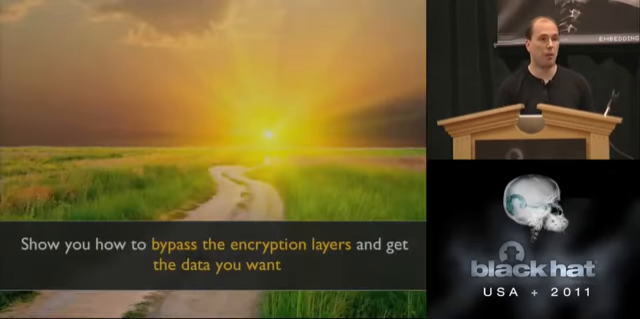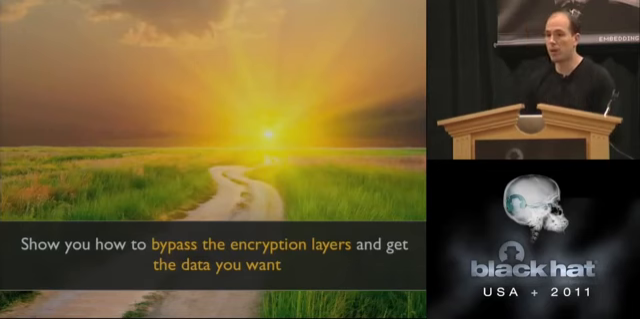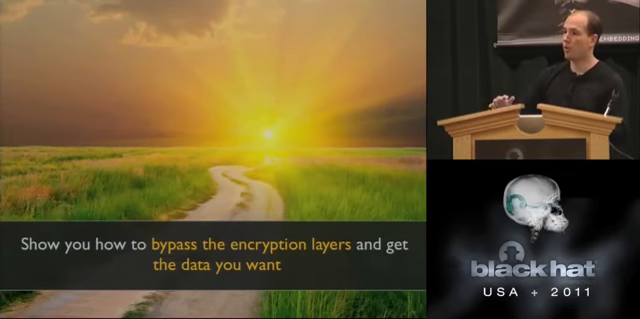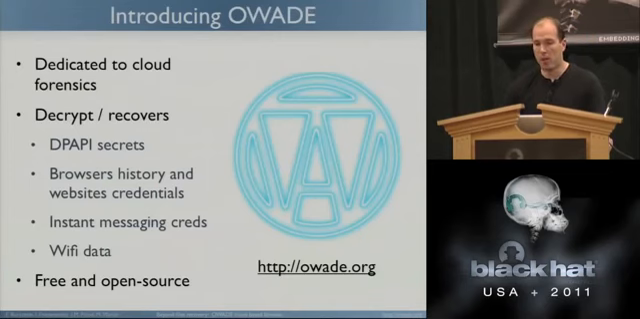And this is my promise to you. This is what the talk is about: how we bypass layers of encryption which are stacked on a Windows disk to get the data you want, which are user history and credentials for the web. I'm going to walk you through every step we need to do that. We have also written a tool, which is open source, and you will be able to get after the talk. We're going to make it public, and it is called OWADE, which stands for Offline Windows Analysis and Data Extraction Tool.